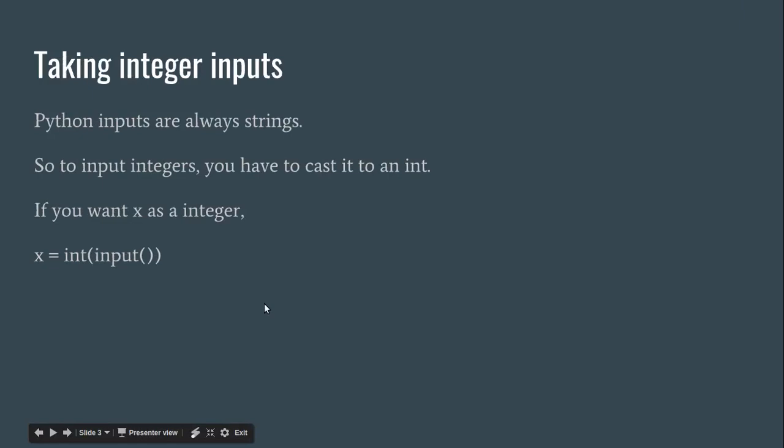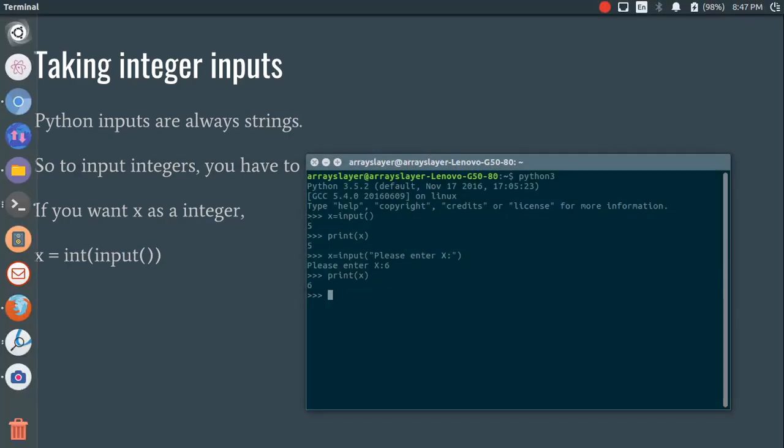Suppose we want to take integer inputs. Now, as you might recall, Python always takes inputs in strings and even outputs in strings. So to input integers, you have to cast that string into an int. So let us see an example. X = int(input()). You're typecasting the input, right? So the input, say 8.